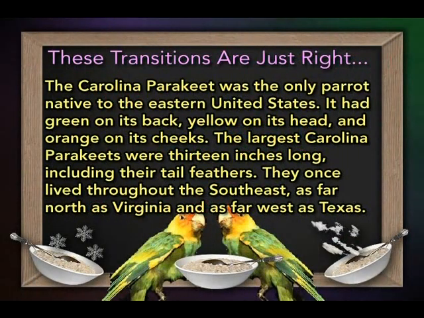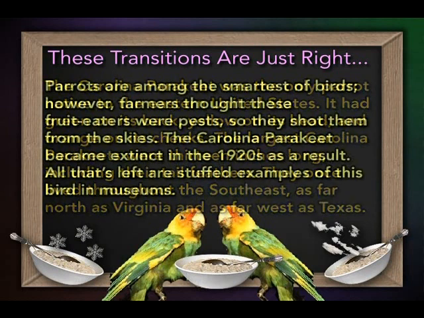Here's my answer. Your answer may differ a little bit. The Carolina parakeet was the only parrot native to the eastern United States. It had green on its back, yellow on its head, and orange on its cheeks. The largest Carolina parakeets were 13 inches long, including their tail feathers. They once lived throughout the southeast, as far north as Virginia and as far west as Texas.